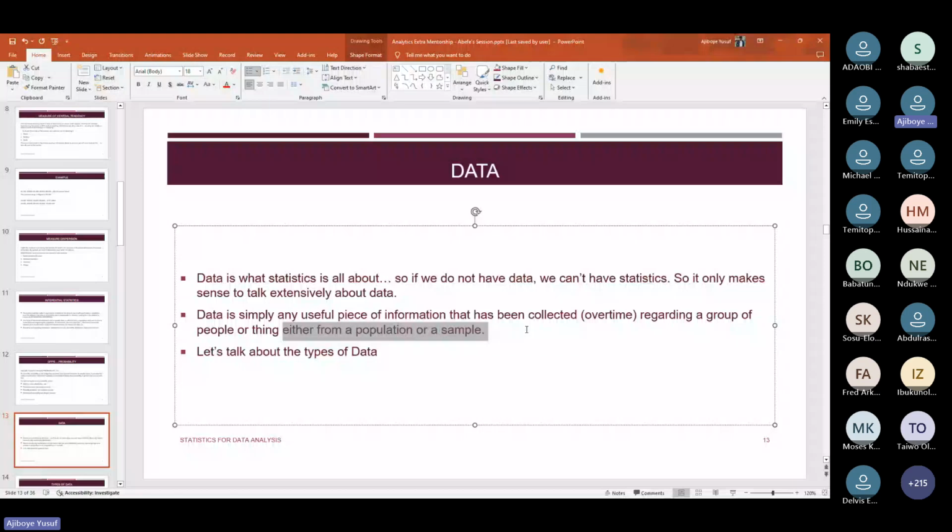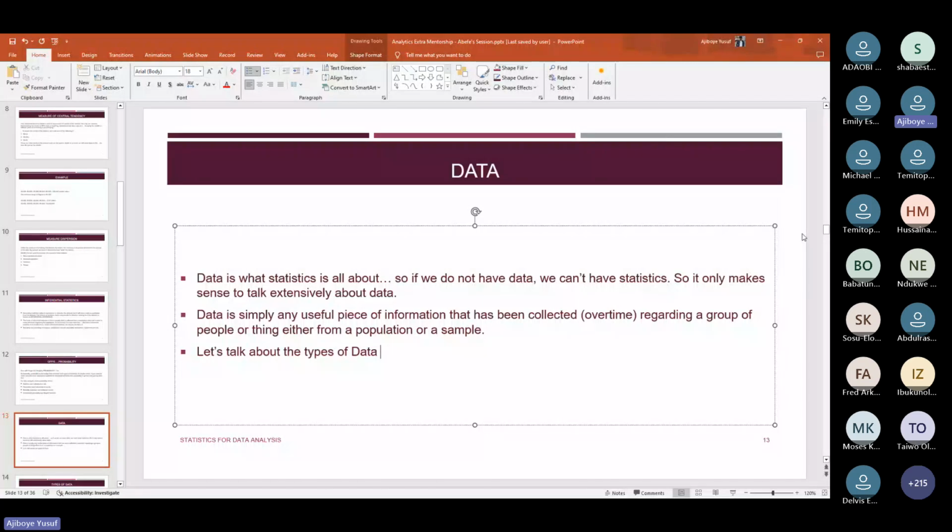So, in simple terms, how many of us are here? I think we're almost 200 here. If I gather 200 people right here and I ask you several questions: what is your name, what's your age, what's your gender, your blood group, this, that, I am collecting data. I am collecting information regarding you.